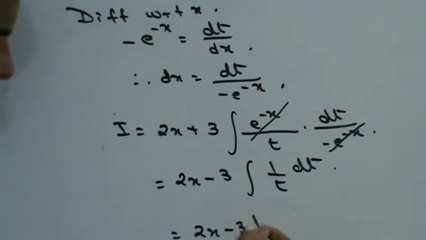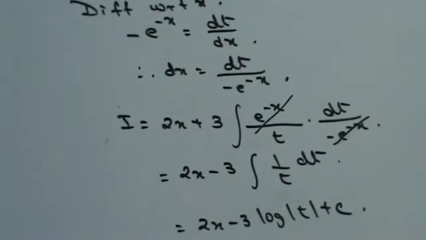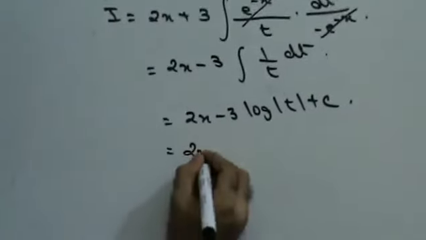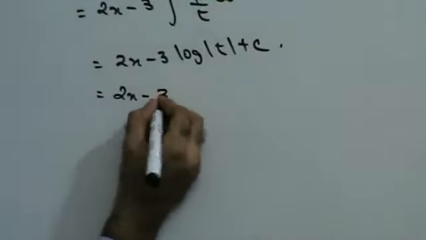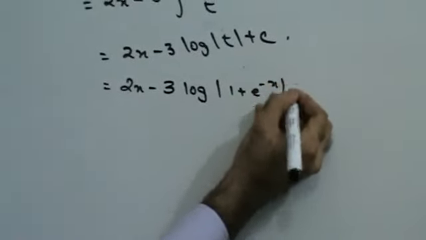2x - 3 log|t| + c. T can be written as 1 + e^(-x), what we assumed. So the answer is 2x - 3 log|1 + e^(-x)| + c. That will be the answer. Let's move on to the next one, guys.